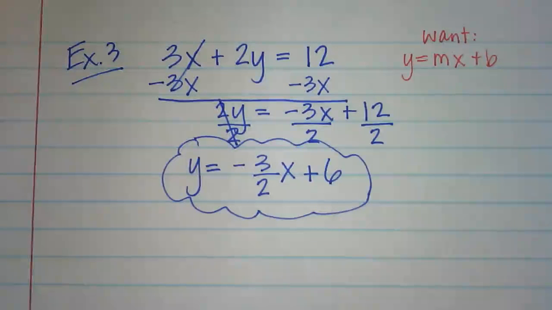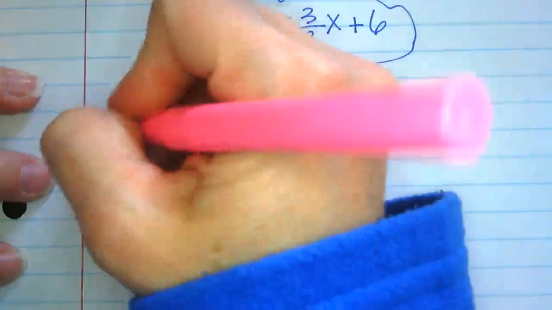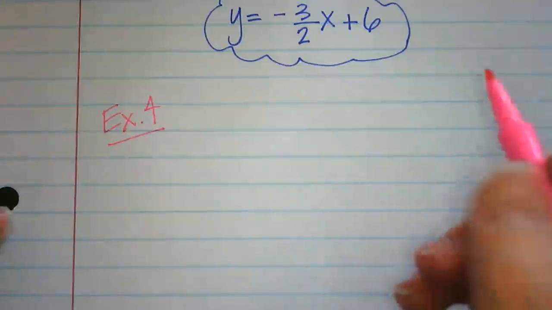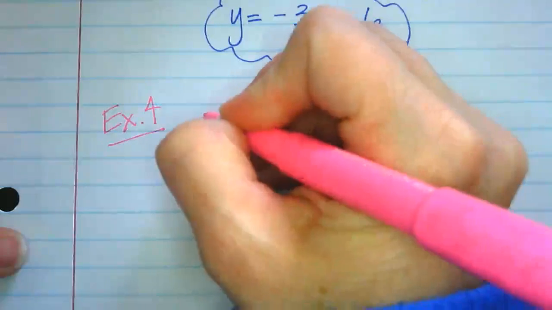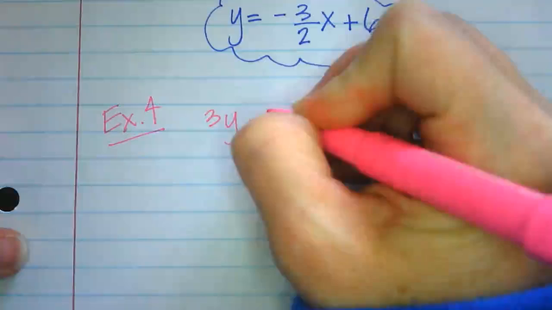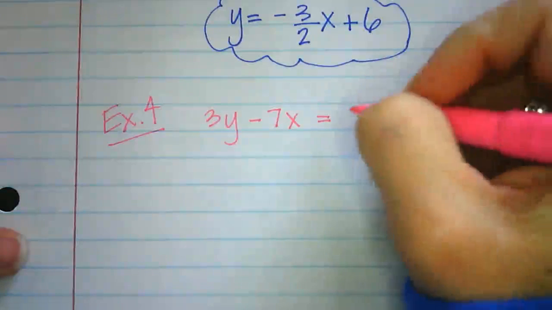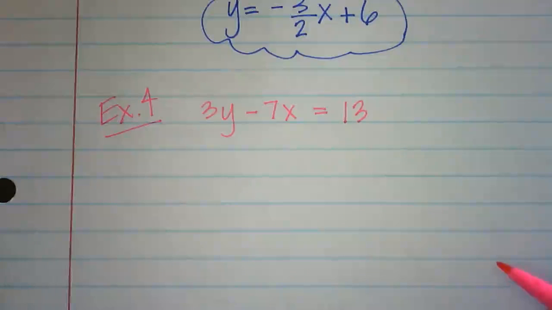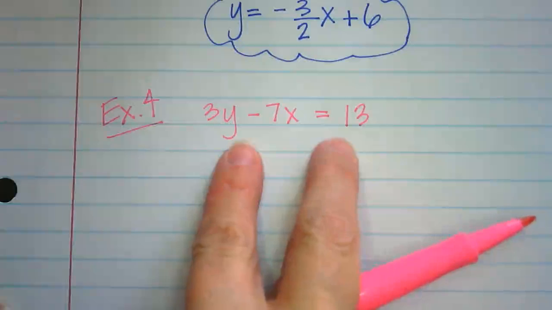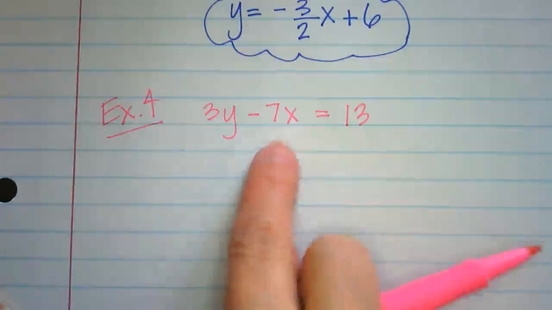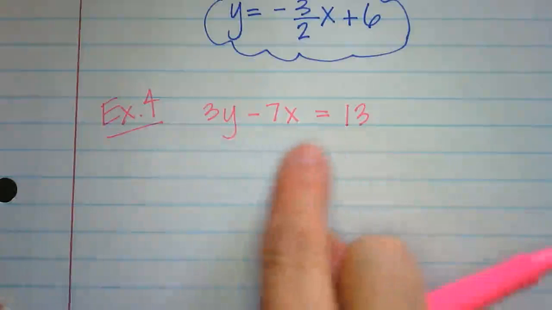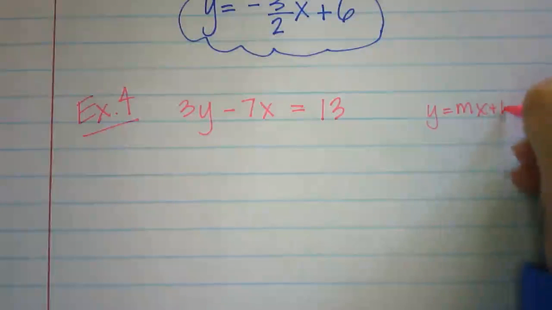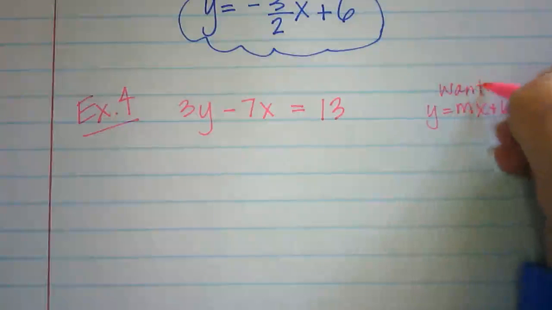All right. How about, for example 4, let's do, how about 3y minus 7x equals 13. Let's do something kind of crazy here. All right, so this is almost in standard form. Typically the x comes before the y, that's alphabetical, but either way, we still want to get y equals mx plus b. So this is what we want over here.